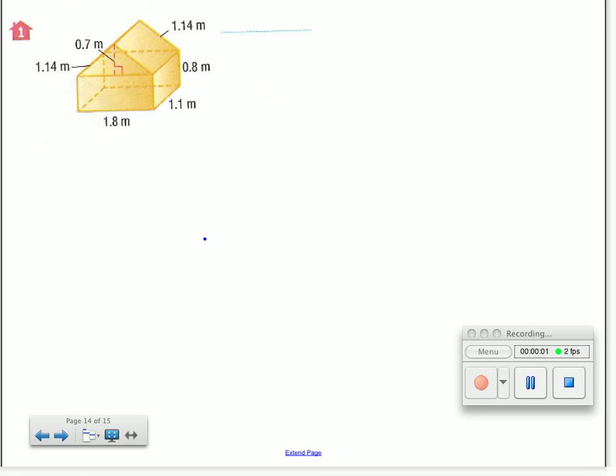All right. So for number 1, the directions said, find the volume of each composite figure, round to the nearest tenth if necessary. This one's a little trickier. We have 2 different shapes. Again, we're finding the volume, all right?